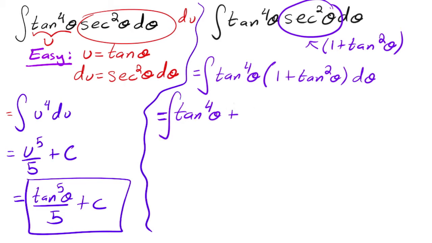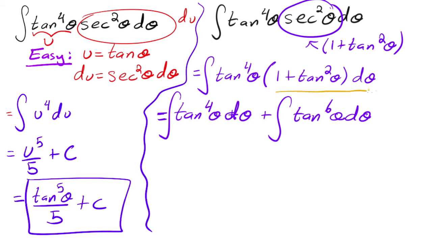why don't I break this up? I'm going to break it up into two integrals. So I'm going to do the integral of tangent to the fourth, and then plus the integral of tangent to the sixth theta, d theta. Okay, now at this point, you can either make it really complicated or pretty simple. The complicated way would be to use the reduction formula on this one and this one. But the simpler way would be to only use the reduction formula on this one. Well, why would you do that?